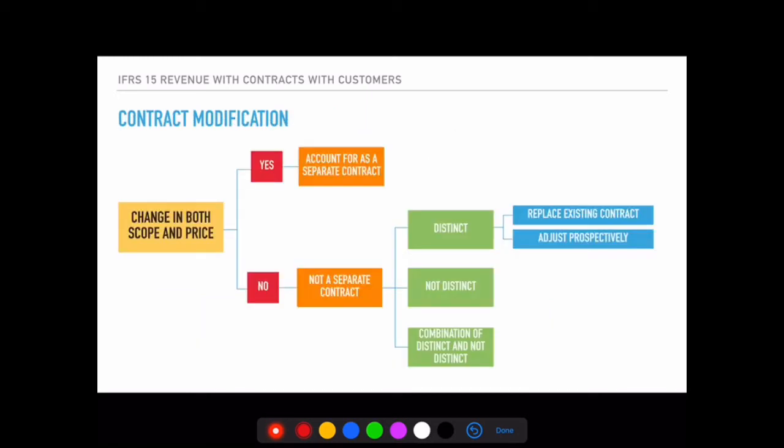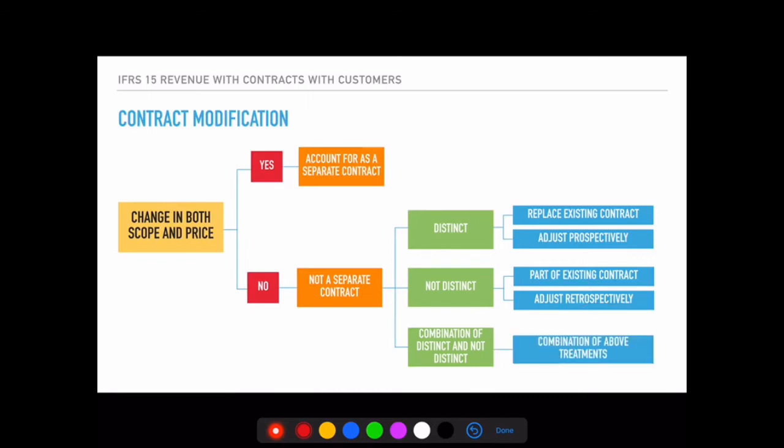So if the contract modification is distinct, we have to replace the existing contract and changes to the revenue are adjusted prospectively, meaning we adjust for the future. And if the modification is not distinct, then we have to treat it as part of the original contract and adjust revenue for both the future and the revenue that's already been recognized to date, meaning it's adjusted retrospectively.